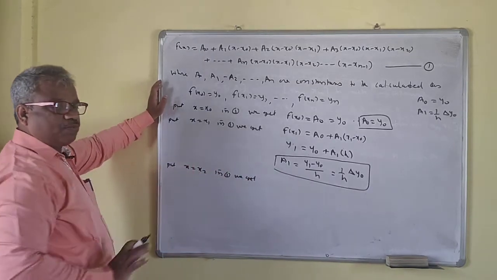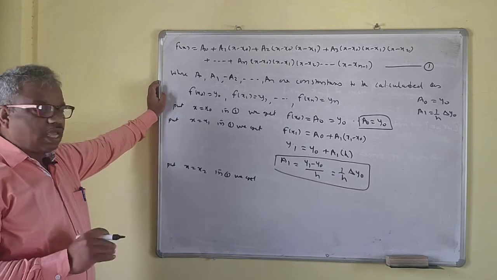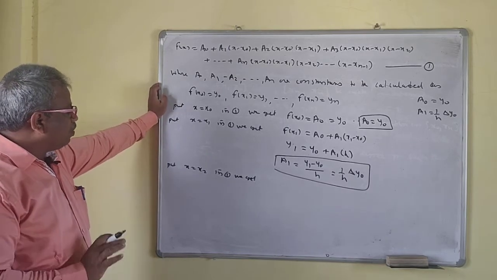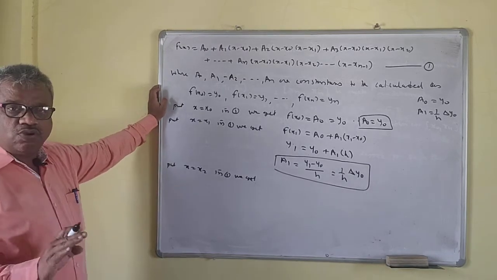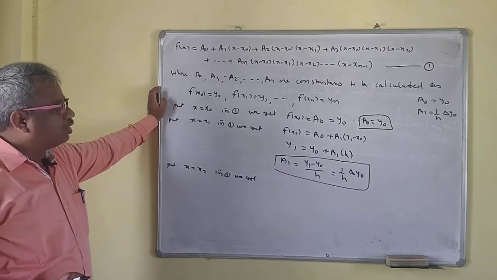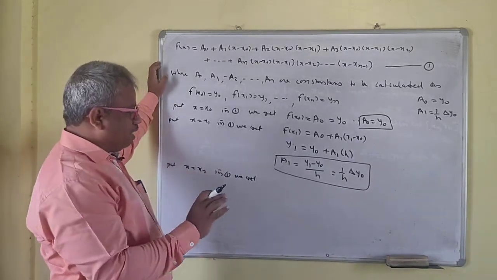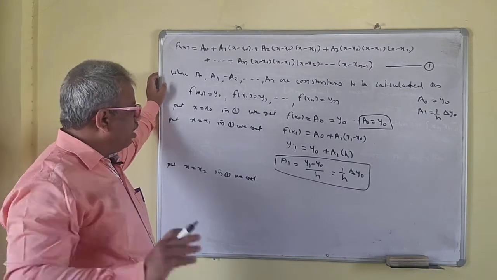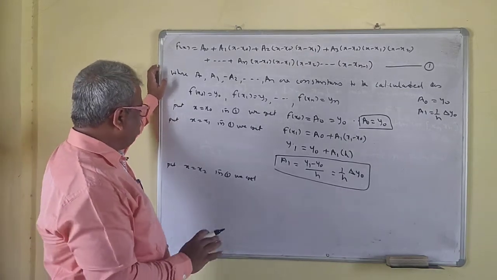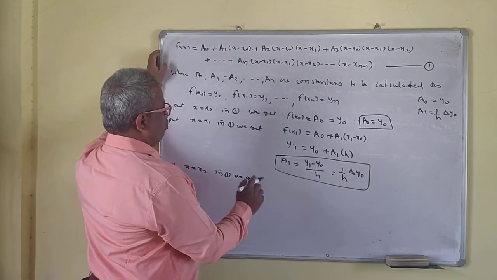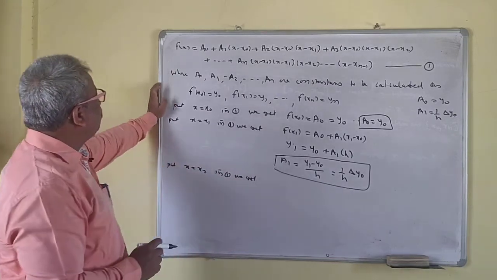So we'll find up to this, and we'll generalize. We'll find only this a2 and generalize a3 and the other coefficients. So at least you find a0, a1, a2, and then generalize and write the direct value of a3 and so on. So put x is equal to x2.